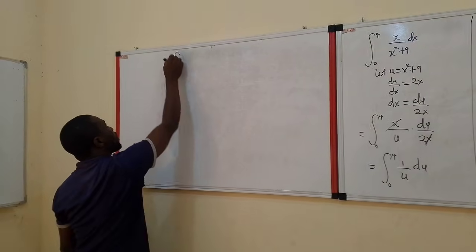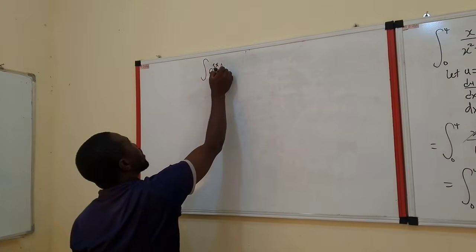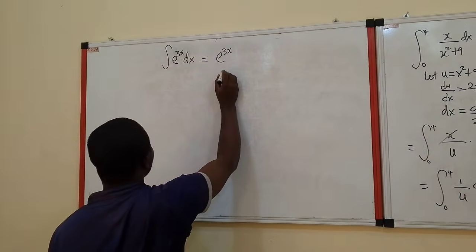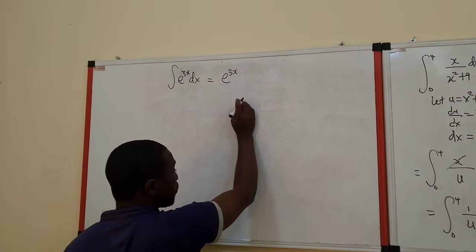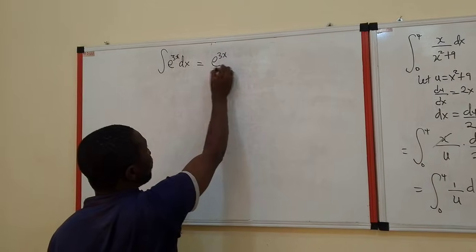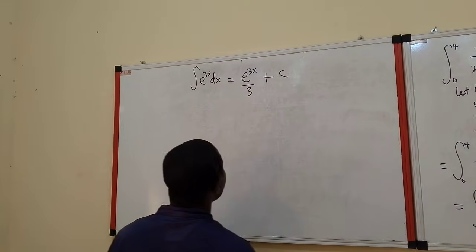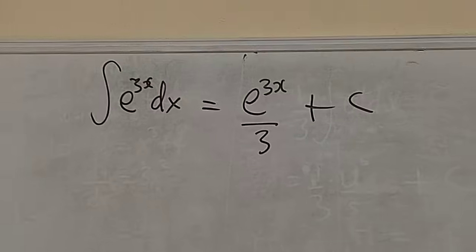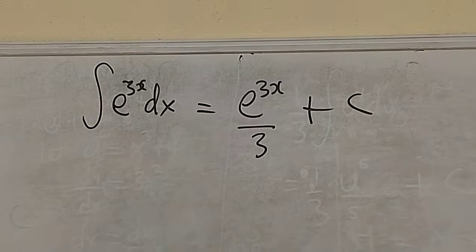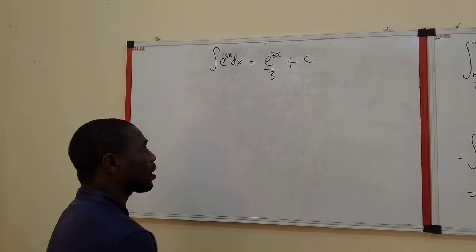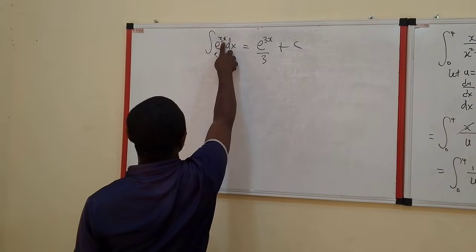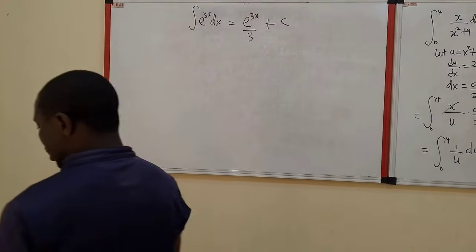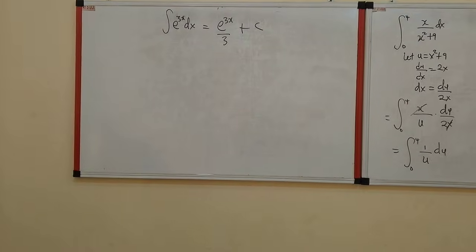If you are asked to integrate exponential 3x dx, this is equal to exponential 3x over 3 plus c. I just want to use shortcuts. That's the final answer. You can use the long process, but I just want you to know it. Just differentiate the 3x, you have 3, right? 3 beneath it. That is the answer, plus c.